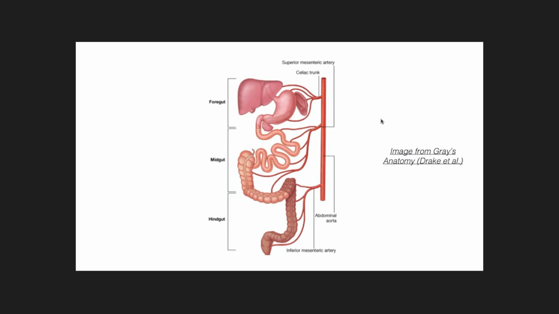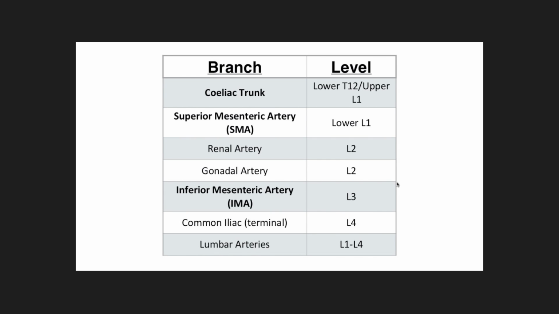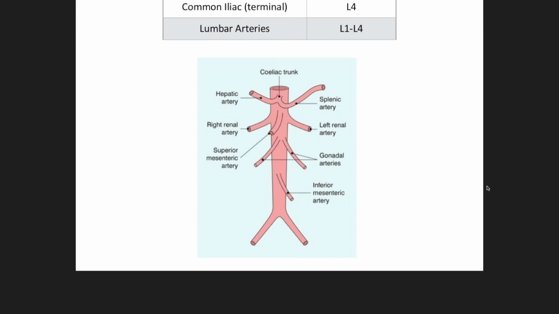Each section is supplied by a separate arterial trunk coming off the main vessel in the abdomen, the abdominal aorta. This is a large artery that comes from the heart and is a continuation of the thoracic aorta, which comes down towards the abdomen. The foregut is supplied by the celiac trunk, the midgut is supplied by the superior mesenteric artery, the SMA, and the hindgut is supplied by the inferior mesenteric artery, the IMA. The levels at which each of these branch are illustrated here, along with some other key abdominal vessels.